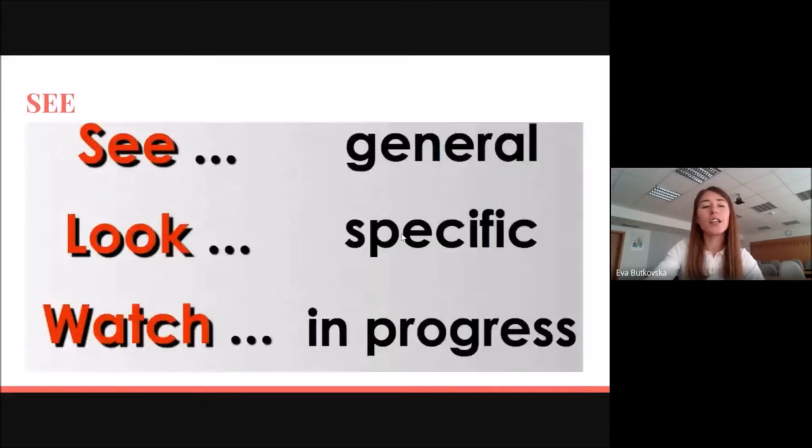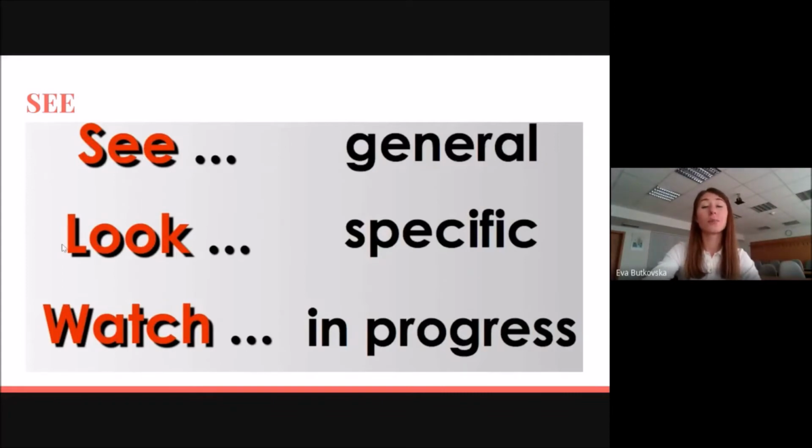The third verb that we will talk about today is to see. Before we talk about the collocations or phrasal verbs that come with see, I want you to understand the difference between very similar verbs, and that's see, look, and watch. To see means that you're able to see. If you close your eyes, you cannot see. If you open your eyes, you see everything that is around you.